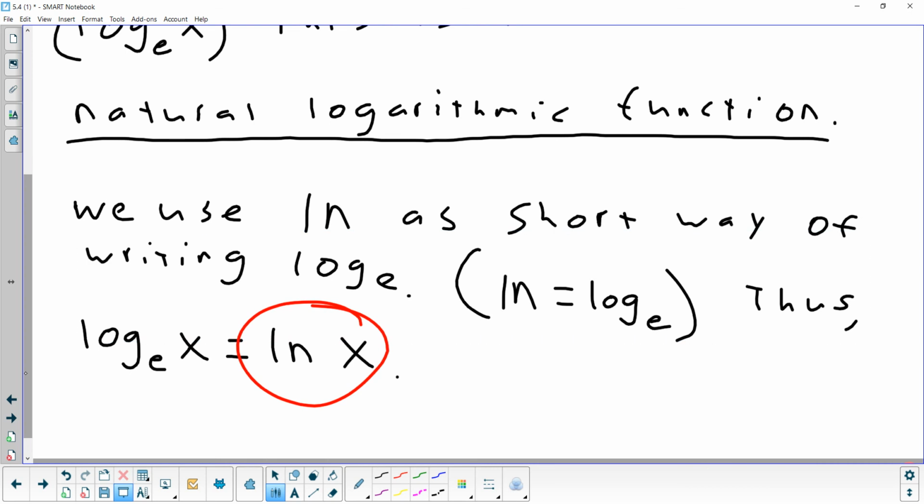Would it be wrong to write it log base e, or is it just redundant? No, you could write it that way. Yeah, that would be okay. Again, you're never going to see that on a test from me or in a book, like our book, but you could.